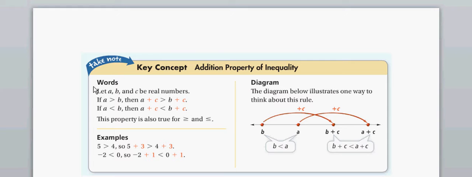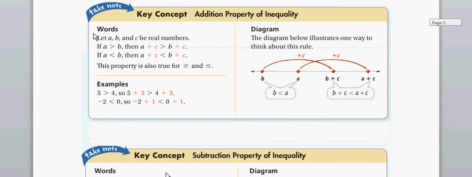If we're given an inequality like b is less than a, we can see on the number line that b is smaller than a because it's to the left of a. If we add a value c to both sides, so b plus c moves over to here, and a plus c moves over and moves the same distance, we can see that by adding, the inequality statement stays true.